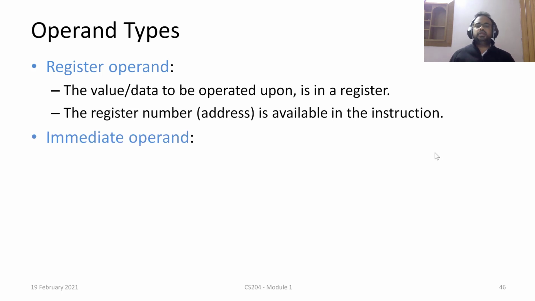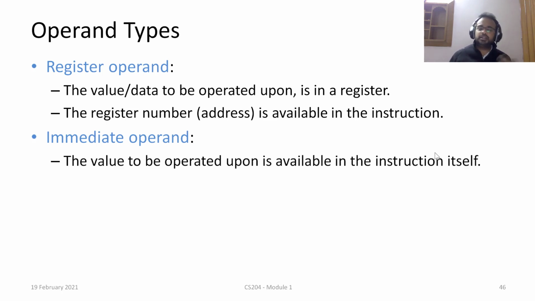Following that, we also looked at a possible case where we don't need a register operand, but rather the value we want to operate on or use in that operation is encoded in the instruction itself. Right? That's why it's called immediate. We don't need to go to any other place. We can directly take it from the instruction itself.